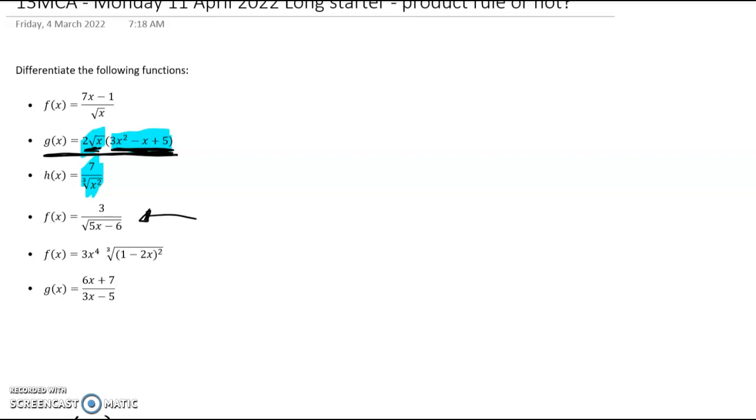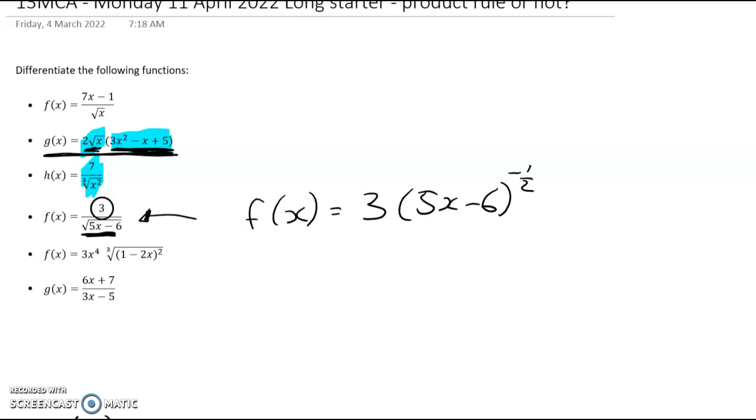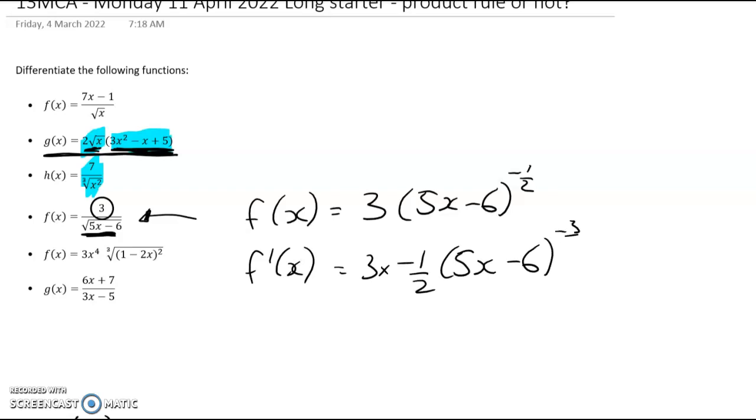Today we learned the quotient rule. There is no reason to do the quotient rule here. We've got a constant term in the numerator, and then we've got a thing down here. So we can rewrite this simply as f of x is equal to 3 times 5x minus 6 to the power of negative 1 half. That gives me f dash of x is equal to 3 times negative 1 half times 5x minus 6 to the negative 3 over 2 times 5.